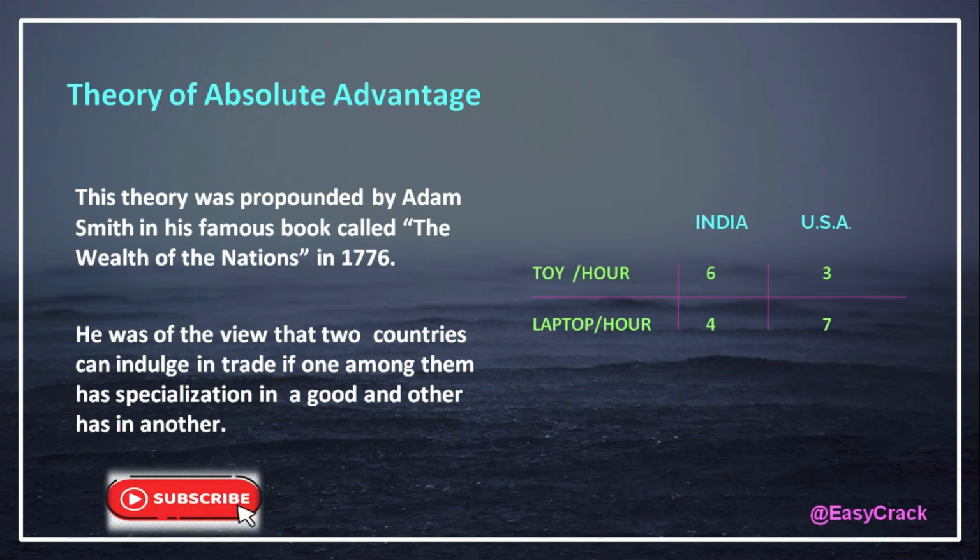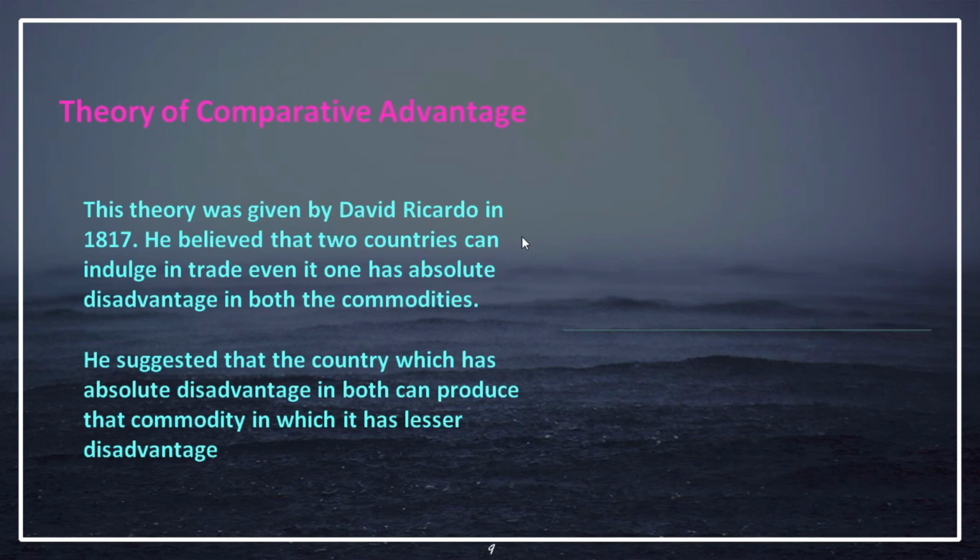Now, when we talk about the theory of comparative advantage, this was given by Sir David Ricardo in 1817. Okay, so he believed that two countries can indulge in trade even if one has an absolute disadvantage in both the commodities, right? So this we are going to understand through an example. So he suggested that the country which has an absolute disadvantage in both the goods can produce that commodity in which it has a lesser disadvantage. So let us understand this through an example again.